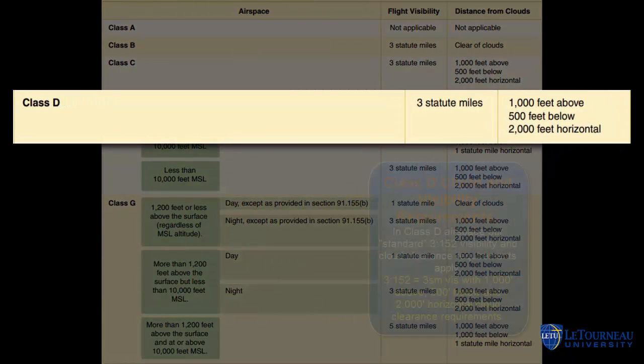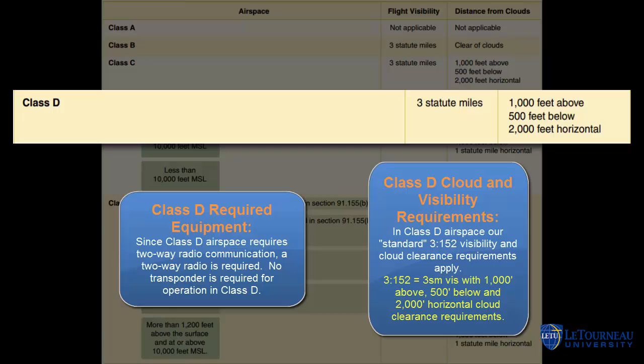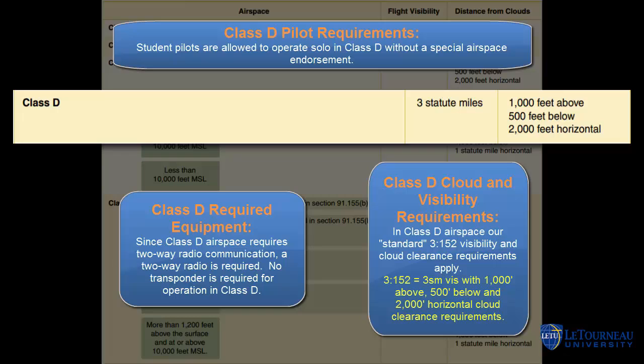Now let's talk about Class D airspace. Class D airspace cloud and visibility requirements are the standard 3152. Again, 3152 means 3 statute miles visibility with 1,000 feet above, 500 feet below, and 2,000 feet horizontal cloud clearance requirements. Class D required equipment is slightly less than that of Class C. Class D requires two-way radio communication to be established, so a two-way radio is required, but no transponder is required for operation in Class D. For pilots, Class D permits student pilots to operate solo. No special airspace endorsement is required.